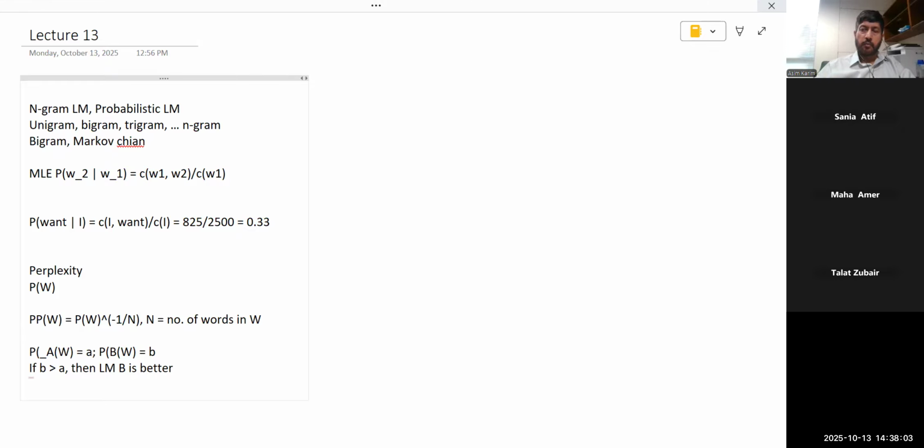Since now we are taking the inverse, then PP of B of W would be greater than PP of A of W. ठीक है. And this number would be greater than 0. ठीक है. A higher perplexity means that the model is not good. A lower perplexity means that a model is good.